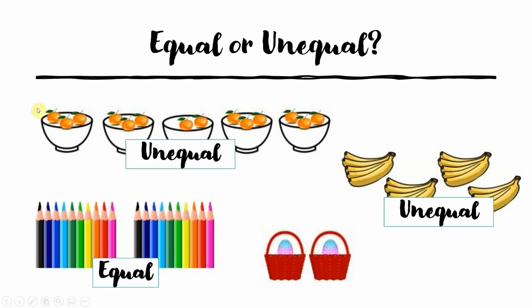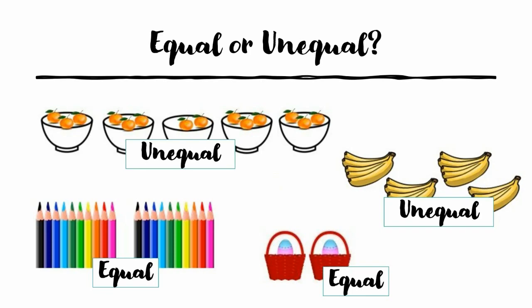Okay, this picture has unequal groups because there is one group that only has 2 oranges in, whereas the others all have 3. So that means they are unequal. Okay, what about this picture down here? This picture has equal groups because both baskets have 1 egg in.